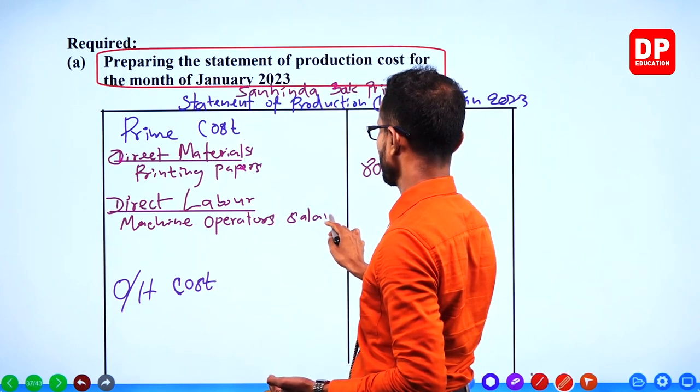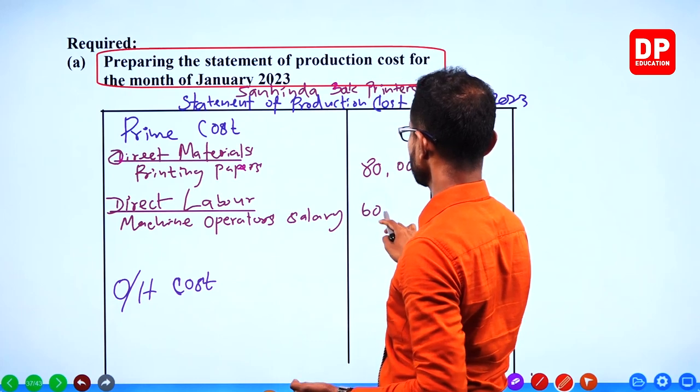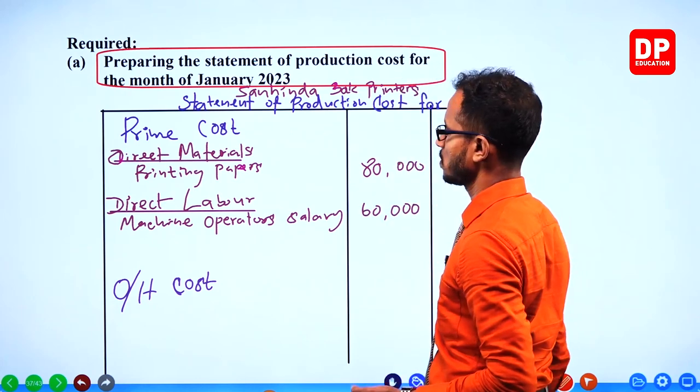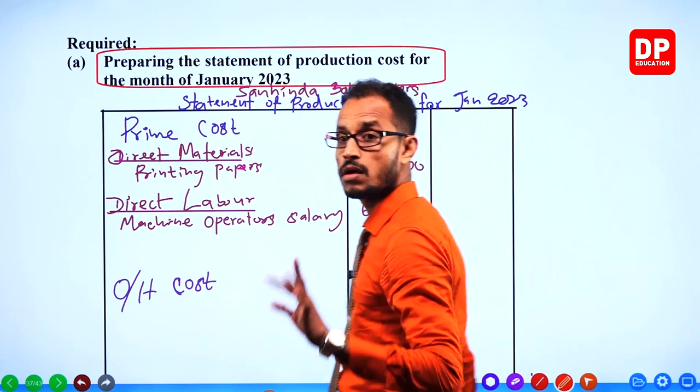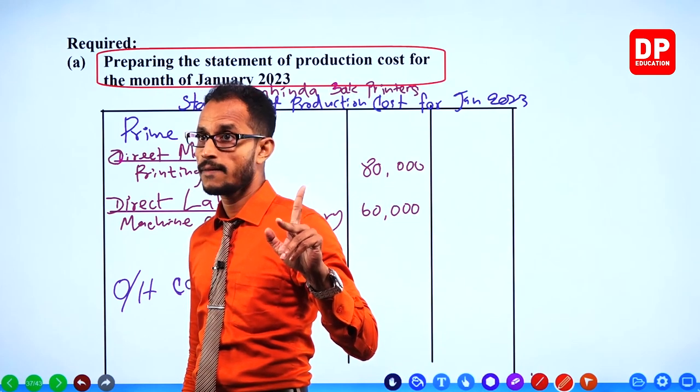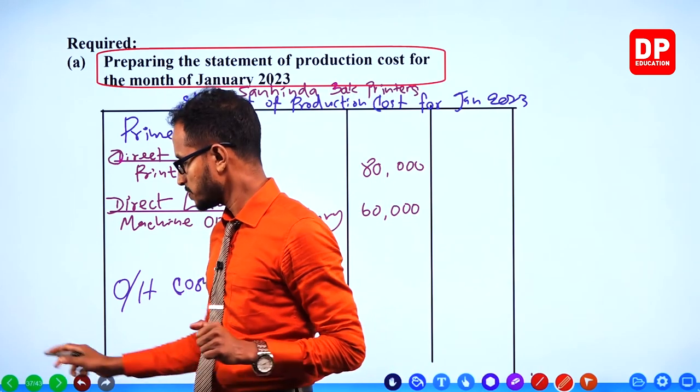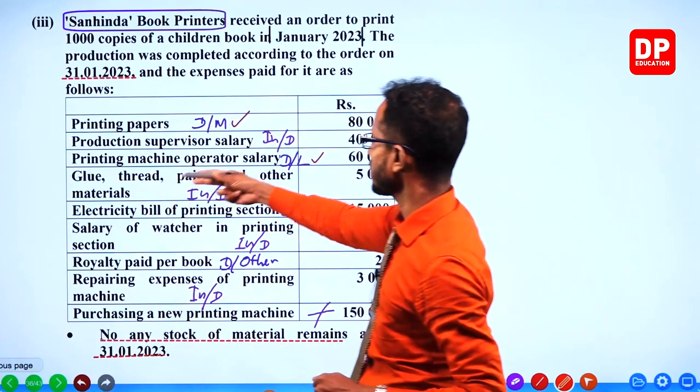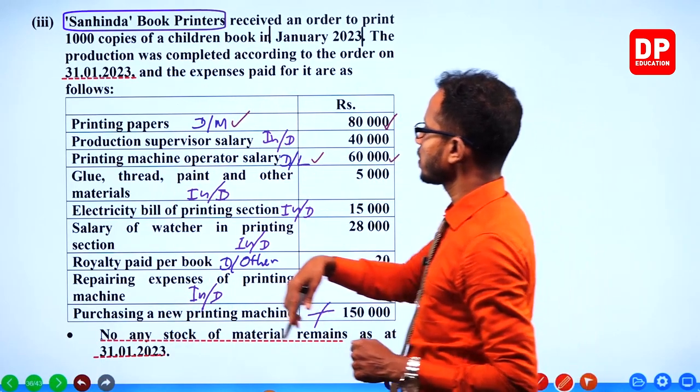Salary, 60,000. Any doubts? No. Machine operator's salary, done.